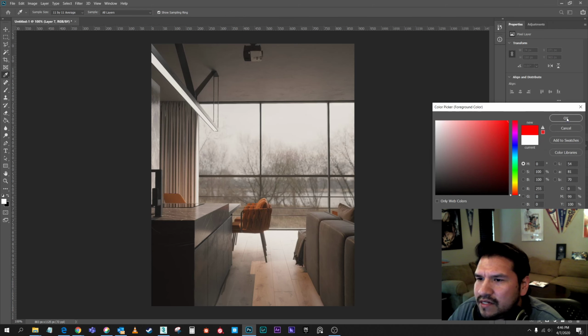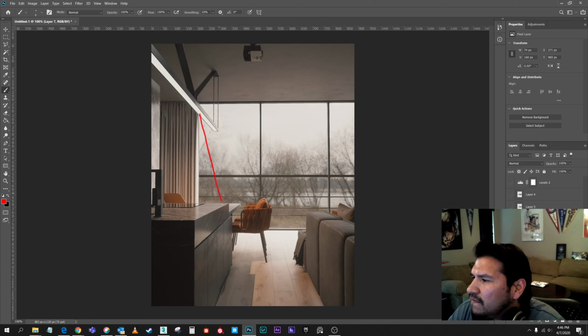Let's go with a red. He's definitely casting a light. That looks correct there. But he's not getting a lot of underneath shadowing, so you might want to just check that out.